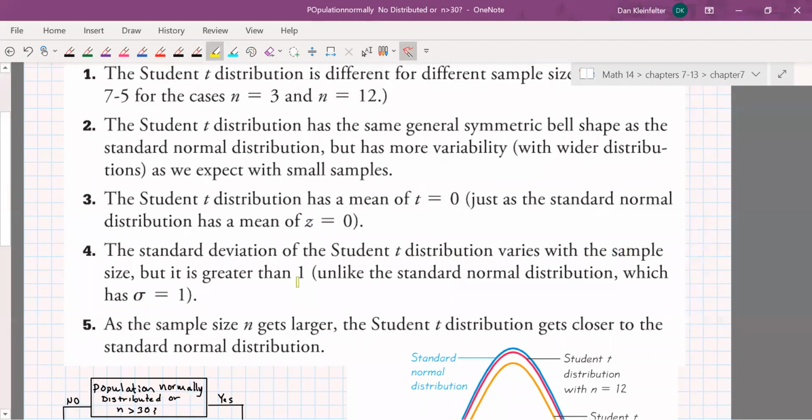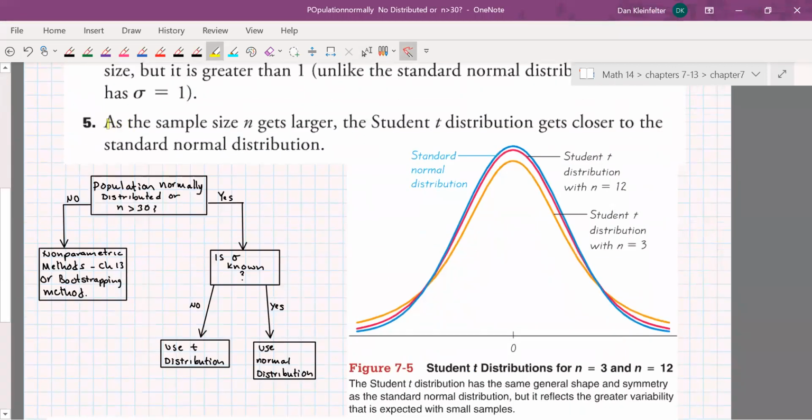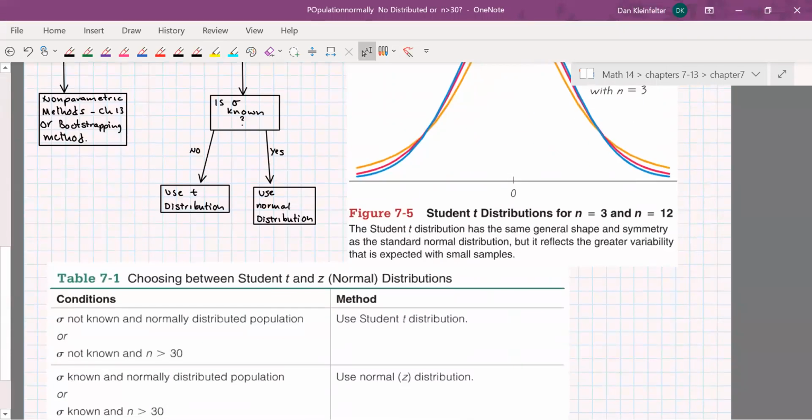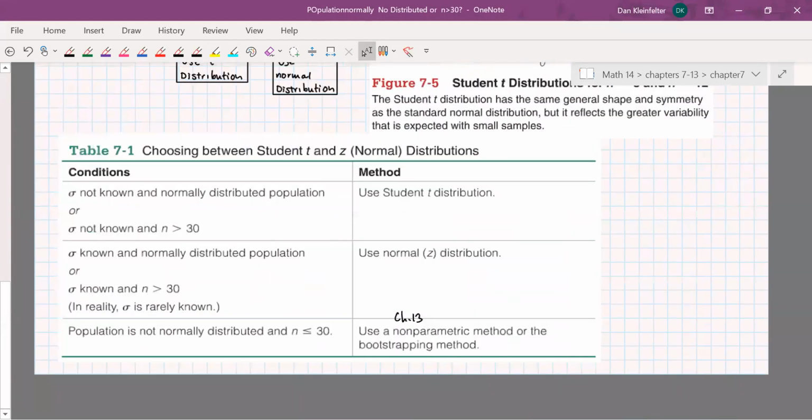For the t-distribution, it's going to be greater than 1, but it depends on what the sample size is. As the sample size n gets larger, the t-distribution gets closer to the standard normal distribution. All right, so the book has some criteria telling you when you should use which distribution.